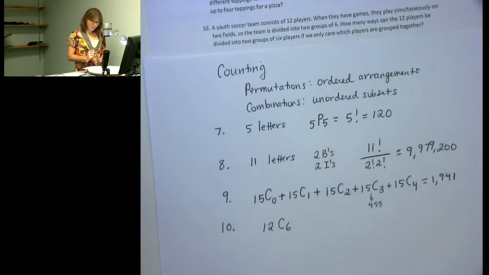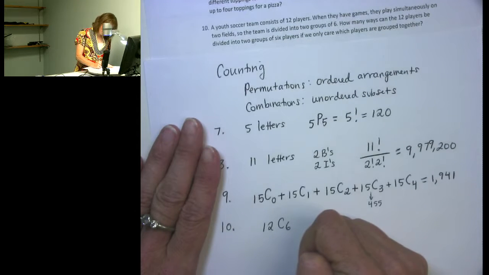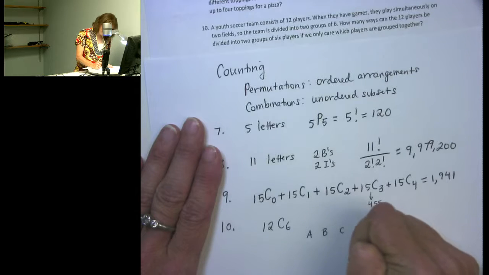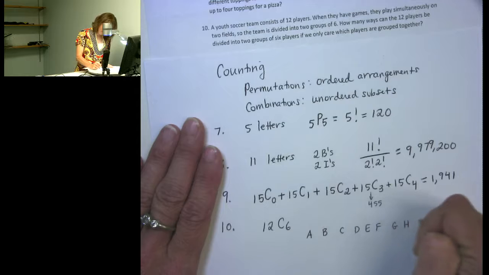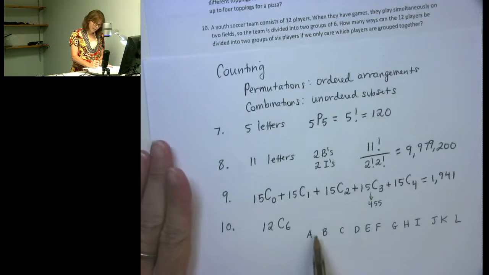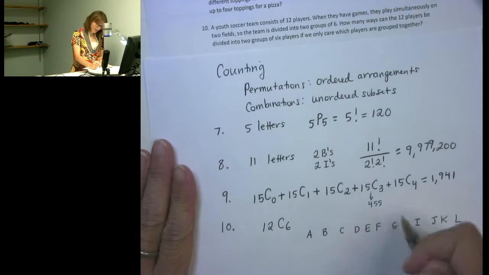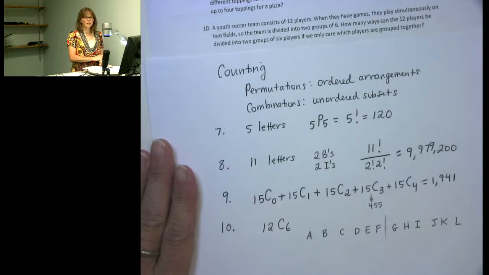So imagine for a minute that I have my 12 players, and I'm going to pretend their names are A, B, C, D, E, F, G, H, I, J, K, L. They're my 12 players. Now, suppose the first thing I could do is put A, B, C, D, E, F all in one team, and I choose those. That would be one way I could choose 6.